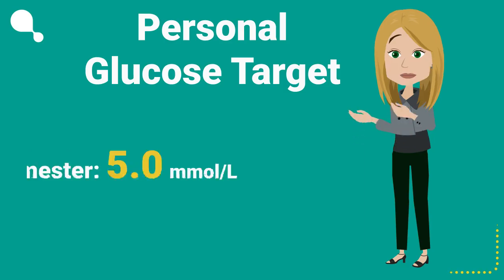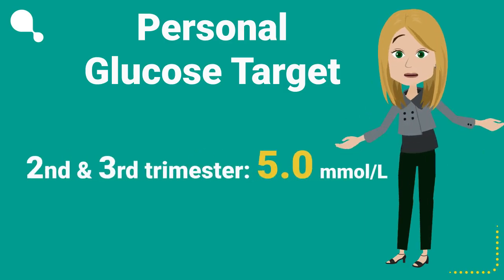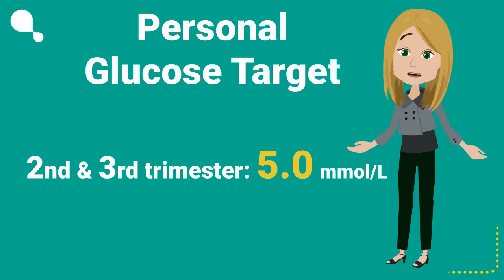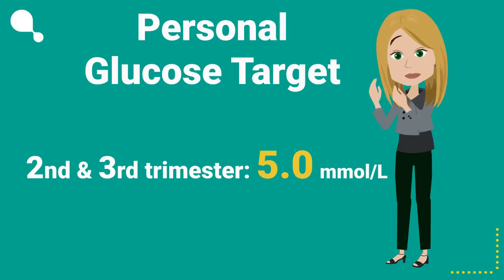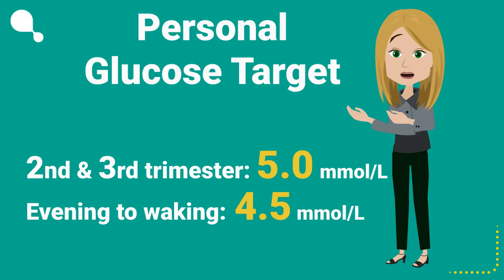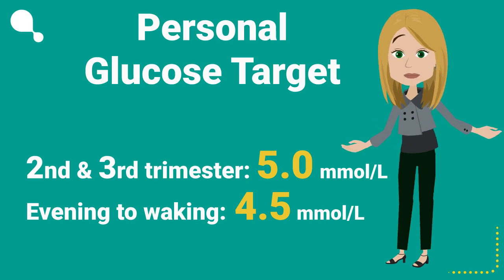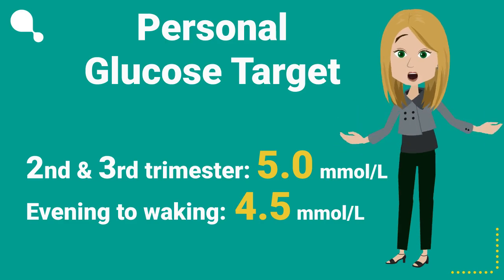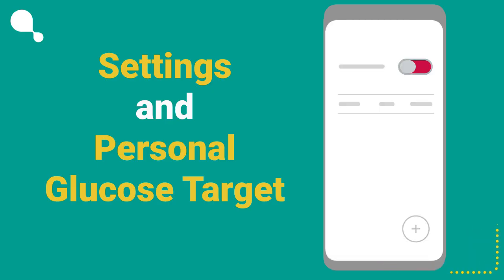In the second and third trimester, the personal glucose target is often lowered to 5 millimoles per liter in the daytime. If appropriate, the overnight target might be adjusted from the evening meal or bedtime to waking to 4.5 millimoles per liter. You can change your target in the Settings and Personal Glucose Target menu.